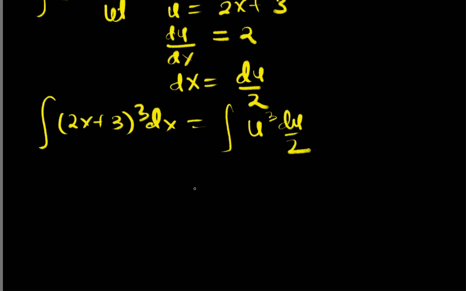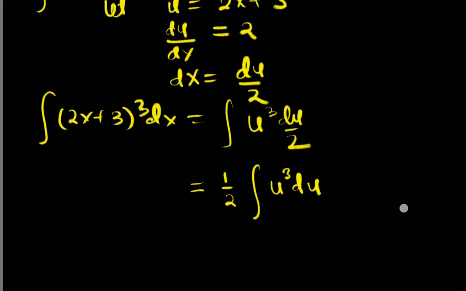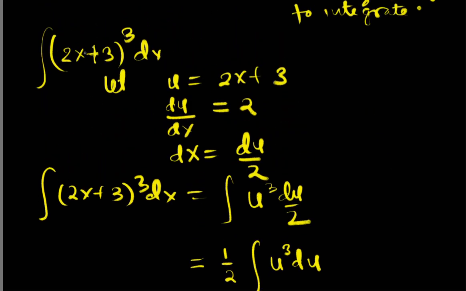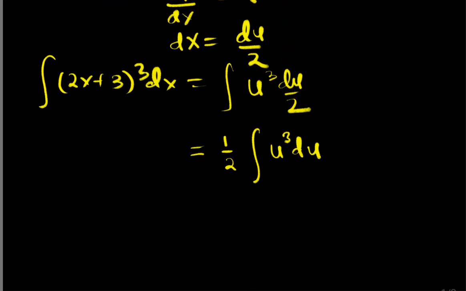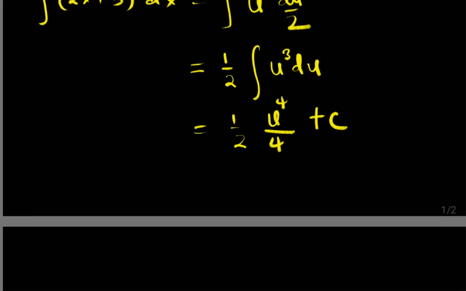Now, properties allow us to take out a half. So we integrate u power 3 du. You see, we have moved from variable x to variable u, and if you observe here, we can use the direct integration method. You can integrate directly. You can say this is u power 3 plus 1, which is 4, over 3 plus 1, which is 4, plus c. Then you can now return your variable.